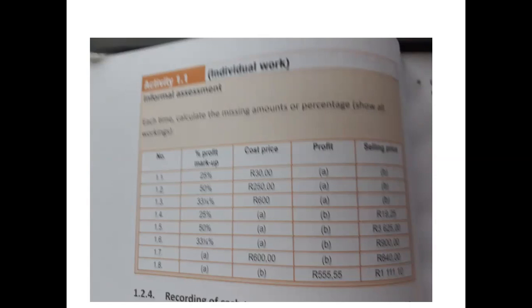And now you can go and calculate your profit amount. How do you calculate your profit amount? You take the selling price, that is 37 Rand 50 cents, and you subtract the cost price of 30 Rand. So your profit amount is then 7 Rand 50.